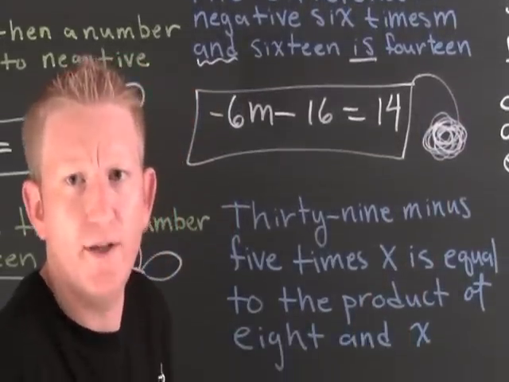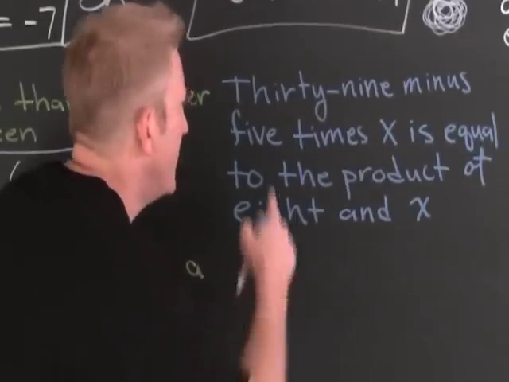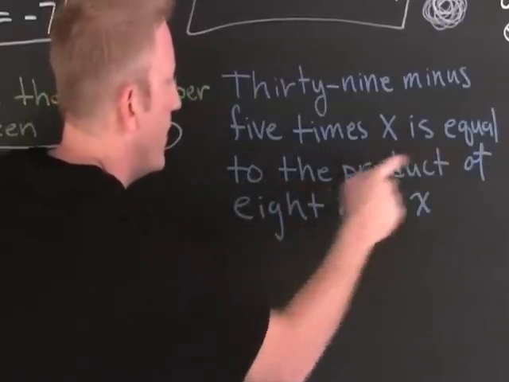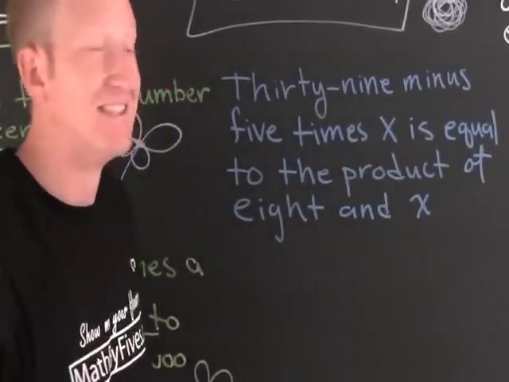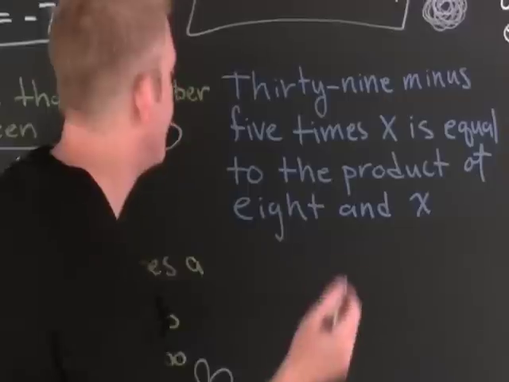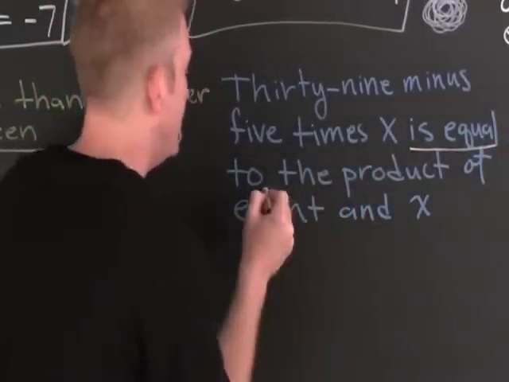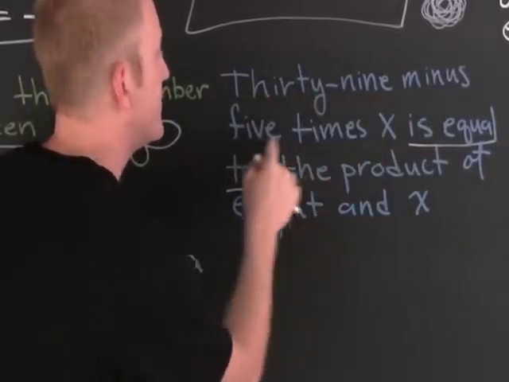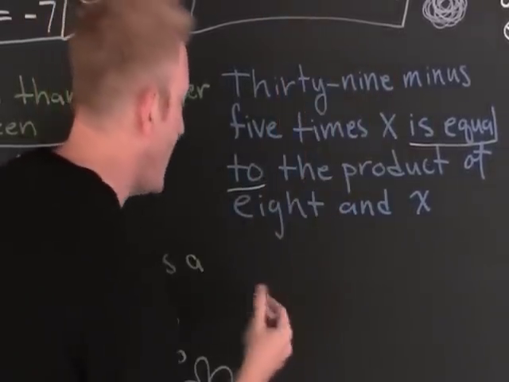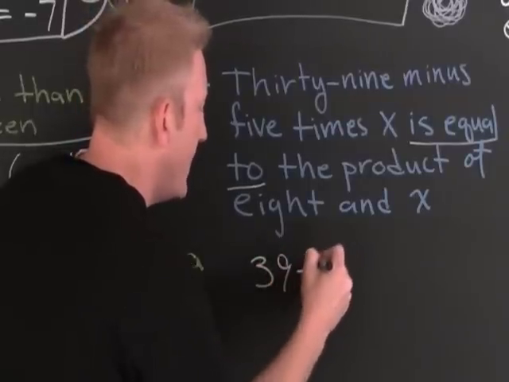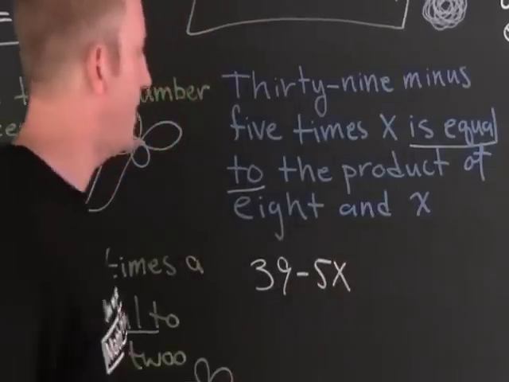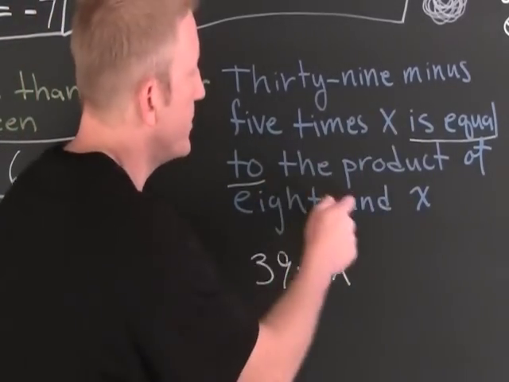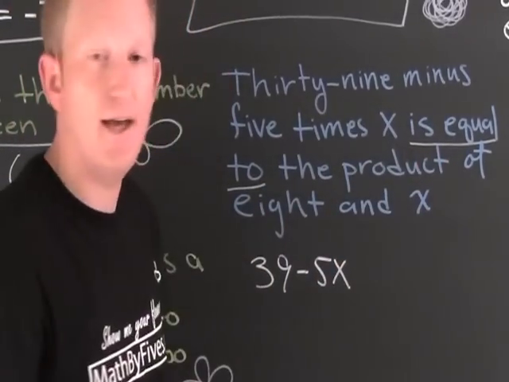It's a carnation. What in carnation are we doing down here? 39 minus 5 times x is equal to the product of 8 and x. First find the equal sign. Cut your work in half. Is equal to. Translate the left side. 39 minus 5 times x. Okay. That's 39 minus 5 times x. Does that look about right? Yeah. Is equal to the product of 8 and x.